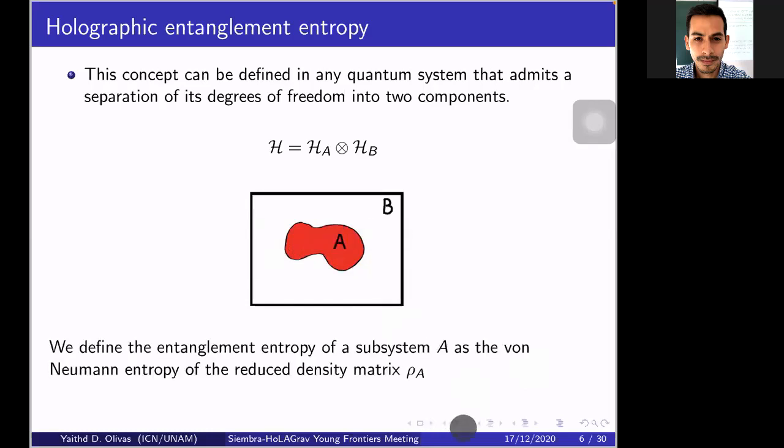So we define the entanglement entropy of the subsystem A as the von Neumann entropy of the reduced density matrix, where the reduced density matrix is nothing more than the trace over the degrees of freedom of the complement of the total density matrix.